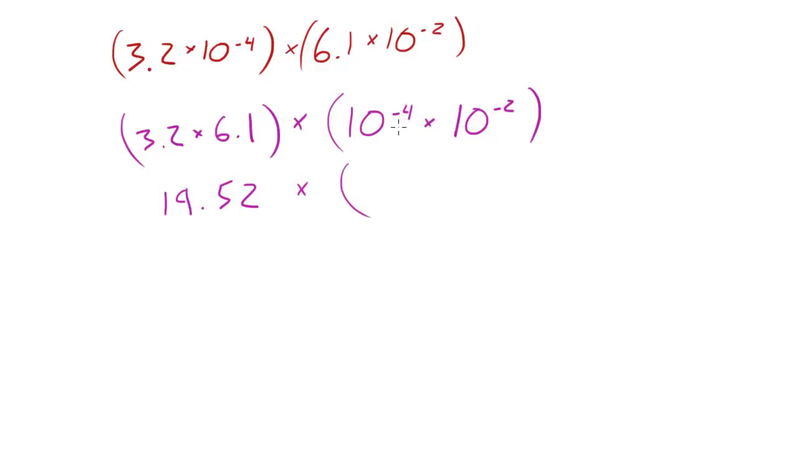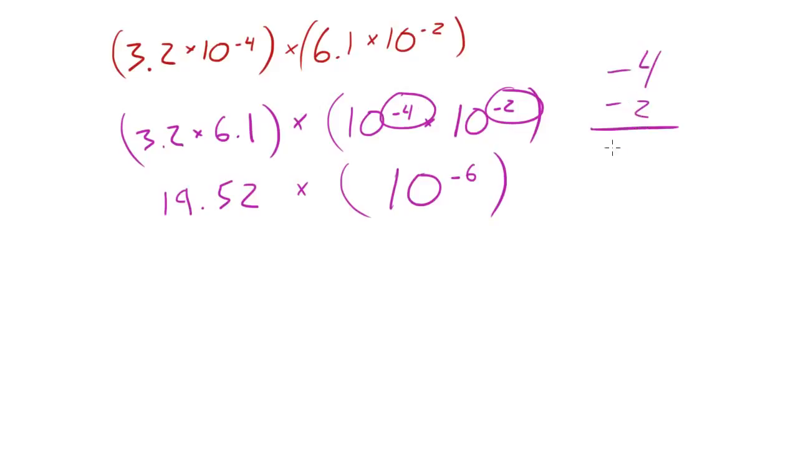So what you do is you basically have -4 plus -2. So 10 to the -6, because remember, -4, if you add -2 to it, then you end up with -6. So that's how I'm coming up with that exponent right there. So now we have to figure out this whole thing right there. If you take away those parentheses, we're basically in scientific notation right now: 19.52 times 10 to the -6. That's a variation of scientific notation.